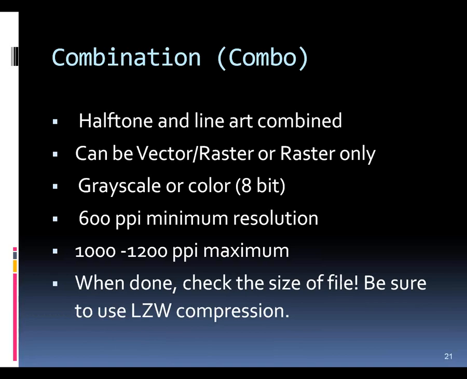But once you've saved your file, if you've saved it at 1200 dpi, for instance, sorry, ppi, you'll want to check the size of that file. These combo images at 600 to 1200 ppi can be very, very large. And you'll want to make sure you use LZW compression, and we will definitely come back to this.